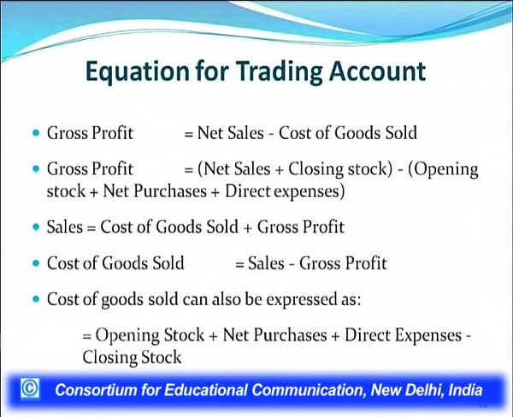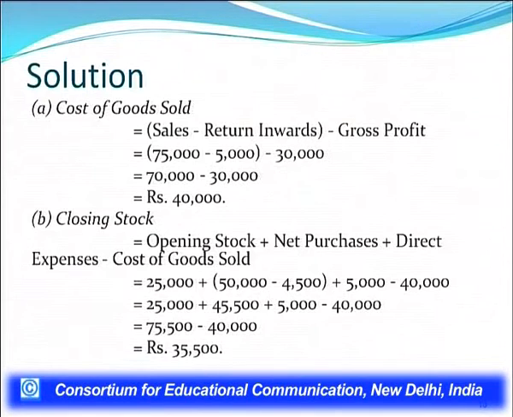This equation we show here: opening stock plus net purchases plus direct expenses minus closing stock equals cost of goods sold. So, if cost of goods sold, opening stock, net purchases and direct expenses are already known, then closing stock will be the balancing figure. You can prepare an algebraic equation and assume the closing stock to be some value x. This has been calculated here in this part.